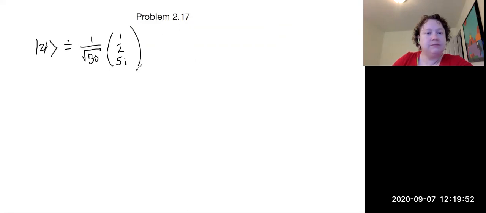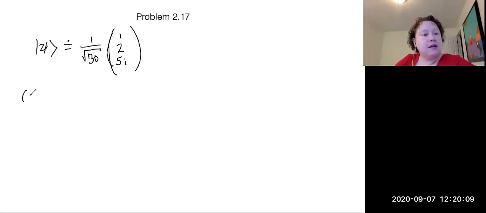5i. So we can quickly check that this is normalized: 1 squared plus 2 squared plus 5 squared. So that's 1 plus 4, that's 5, plus 25. Yep, that's 30. So you take the square root. Yeah, that would be normalization.